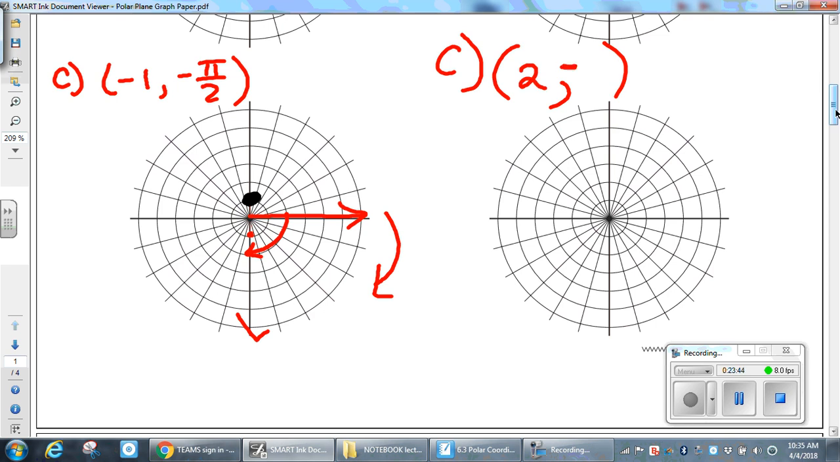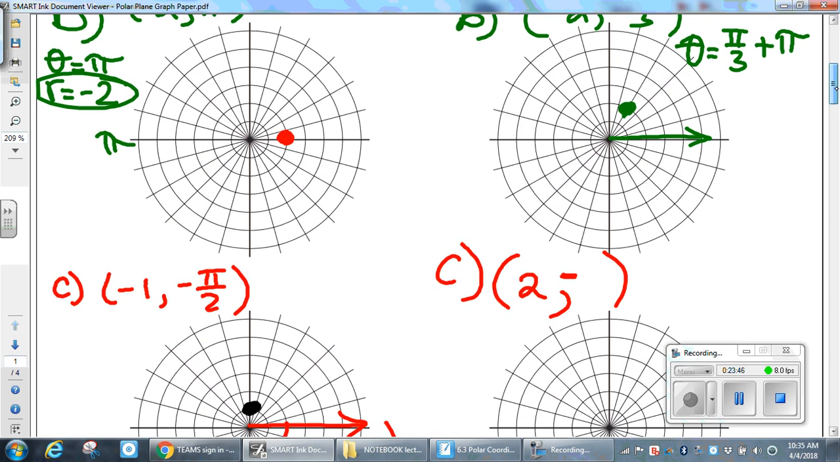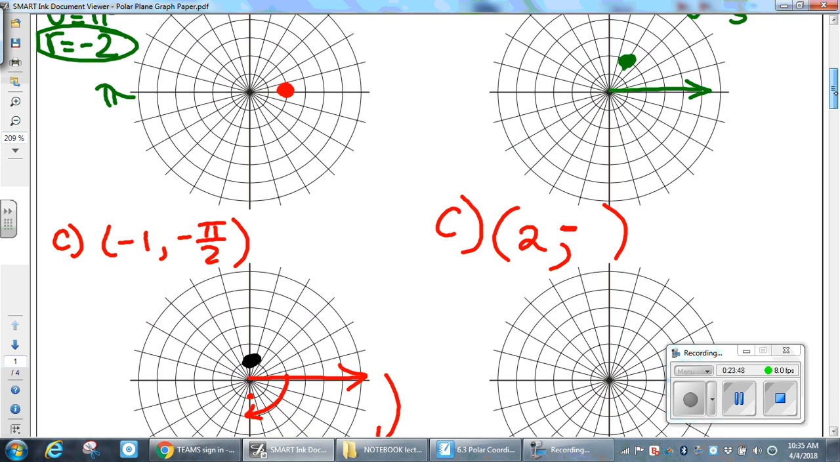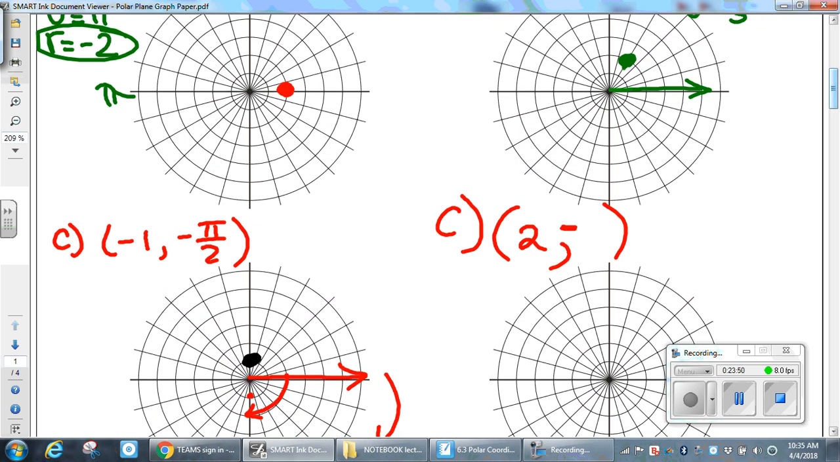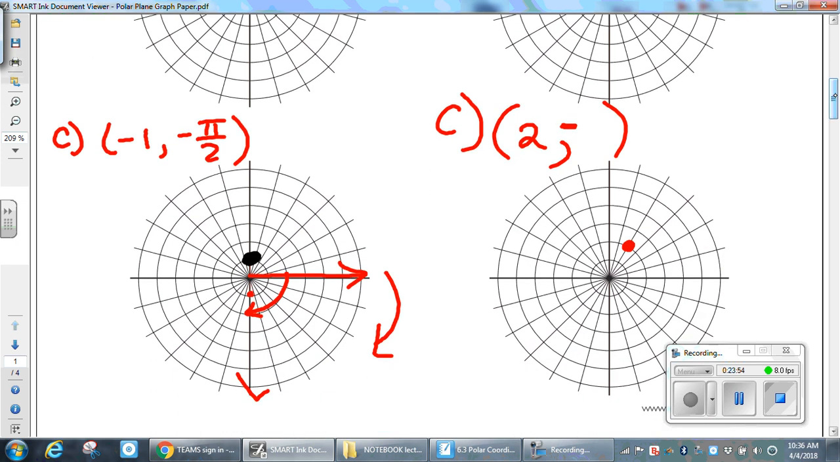Negative in radians. Radians? So we want it to be here, but we want a negative angle. This is pi over 2. This is pi over 2. And this is big pi over 2, and then the difference.